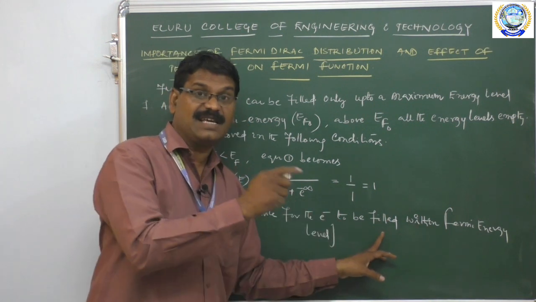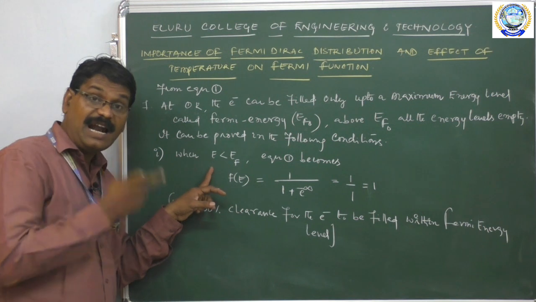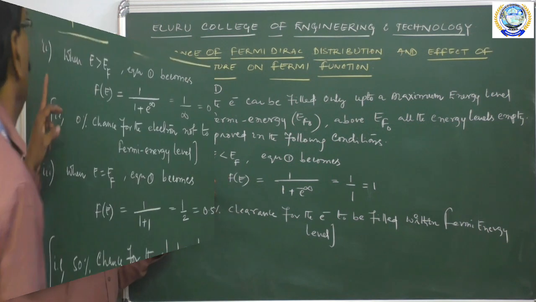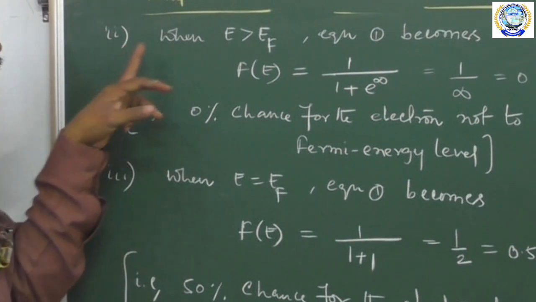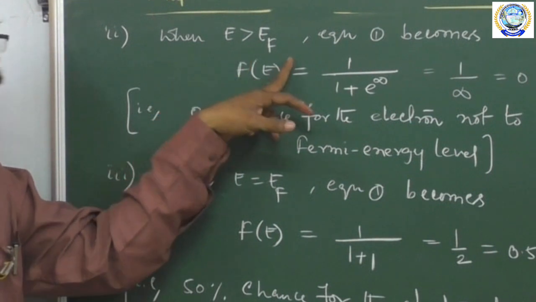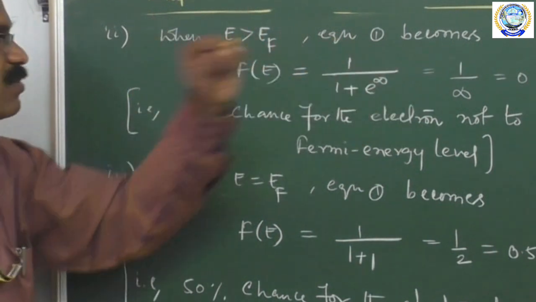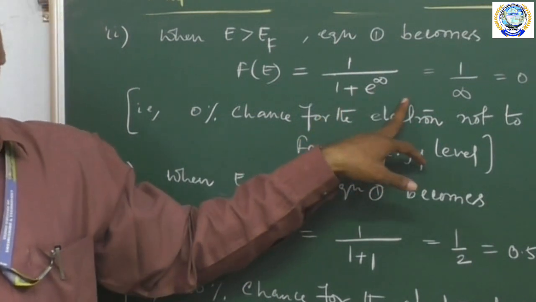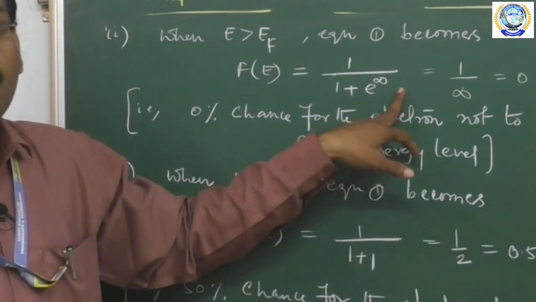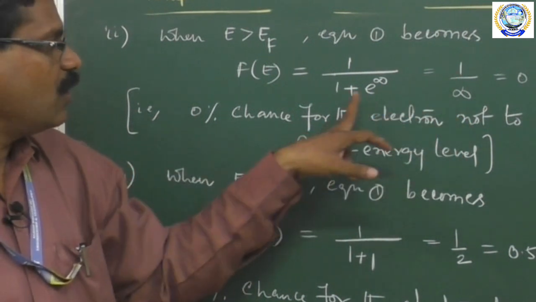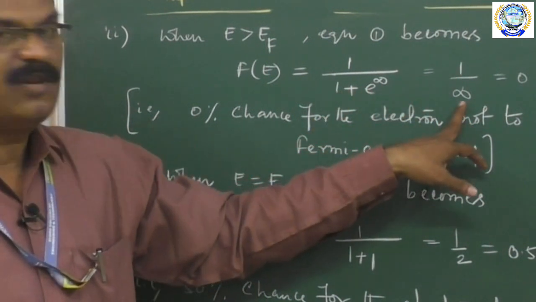We will see the next case, E greater than EF. Suppose E is greater than EF in the second case, what will happen? We will see. When E is greater than EF, that is, the energy level is greater than the Fermi energy level, equation 1 becomes f(E) equal to 1 by 1 plus e to the power of infinity. As e to the power of infinity is equivalent to infinity, the total denominator term is nothing but infinity.